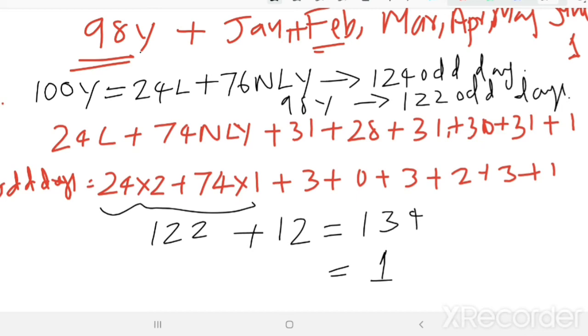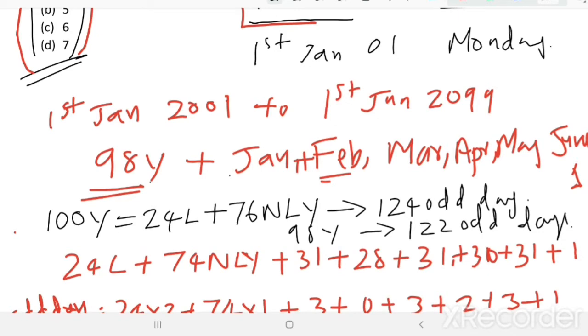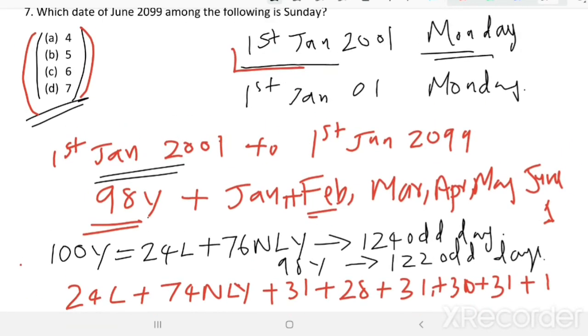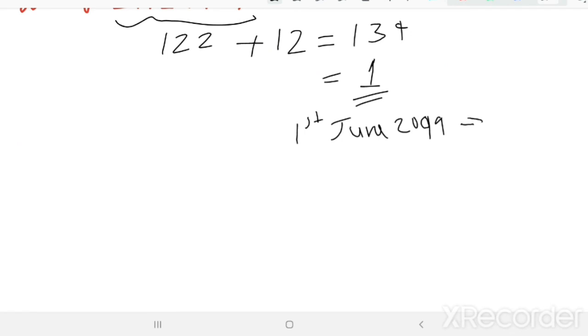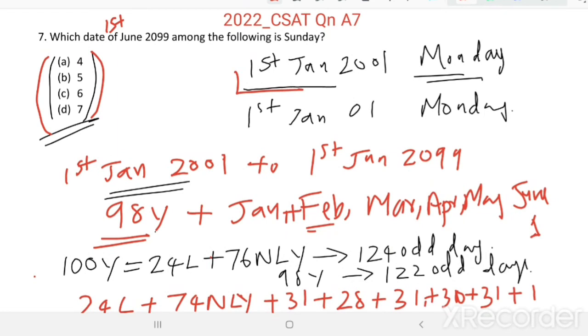Number of odd days equal to 1 means 1st June 2099 is the day after the starting day. We started from 1st January 2001, which was Monday, and this is also Monday. Then if 1st June 2099 is Monday, that means 7th June 2099 is Sunday. After 7 days it is Sunday. Option D is the right answer.